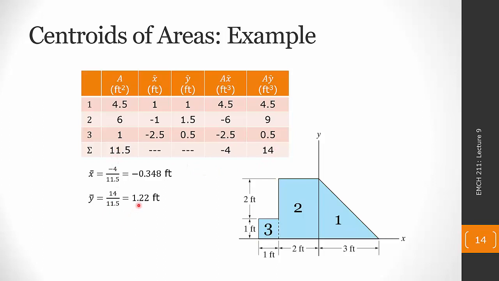So again, this x bar, y bar is for this whole shape here, the location of its centroid. So roughly, if we go negative about 1/3 of a foot, negative 0.348, so to the left by 0.35 feet, and we go up by 1.22 feet, that is roughly here, not to scale, but roughly there is where the centroidal location of the total shape is going to be located.